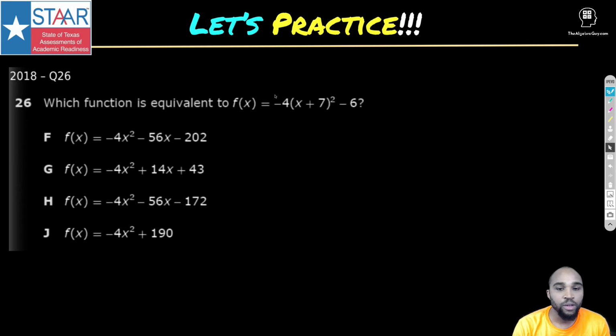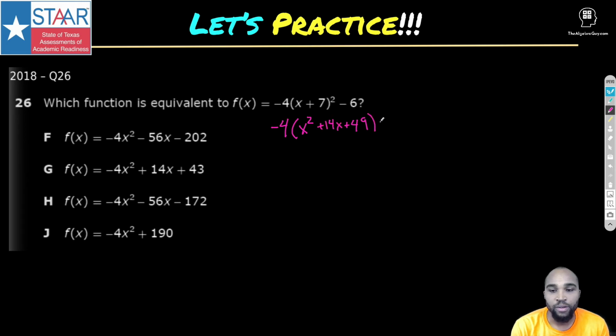All right, so we're given a different problem. This time we have a leading negative 4 as a coefficient, but we're going to handle it the same way. So I'm going to have negative 4, and I'm going to multiply everything inside first, x plus 7 times x plus 7, which is the same thing as saying this first term squared, the last term squared, and these both multiply together. 7 times x is 7x times 2, which is 14x.